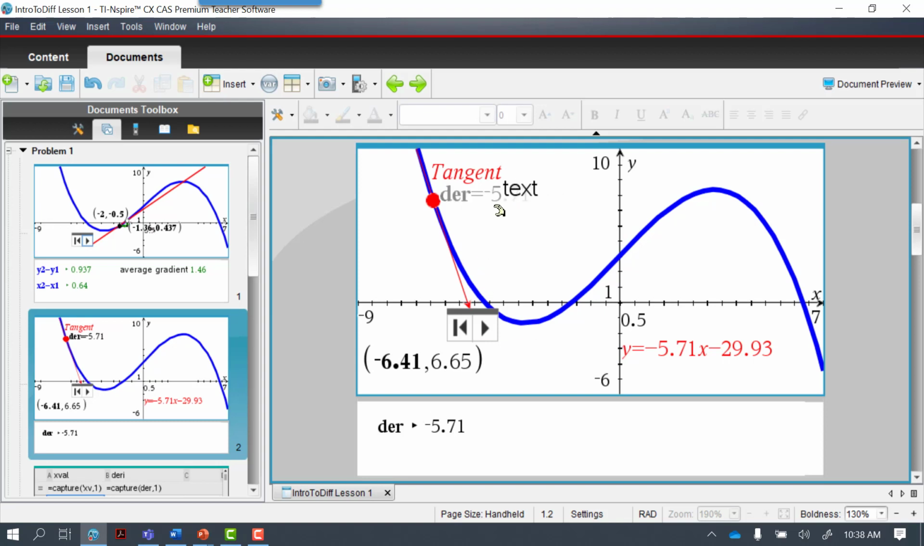What it means is the gradient at that point is negative 5.71, and right down here I've got the equation for the tangent, which is y equals mx plus c. So that there is the y-intercept. Of course, we're not interested in the y-intercept at the moment. We are more interested in the gradient, which is negative 5.71.